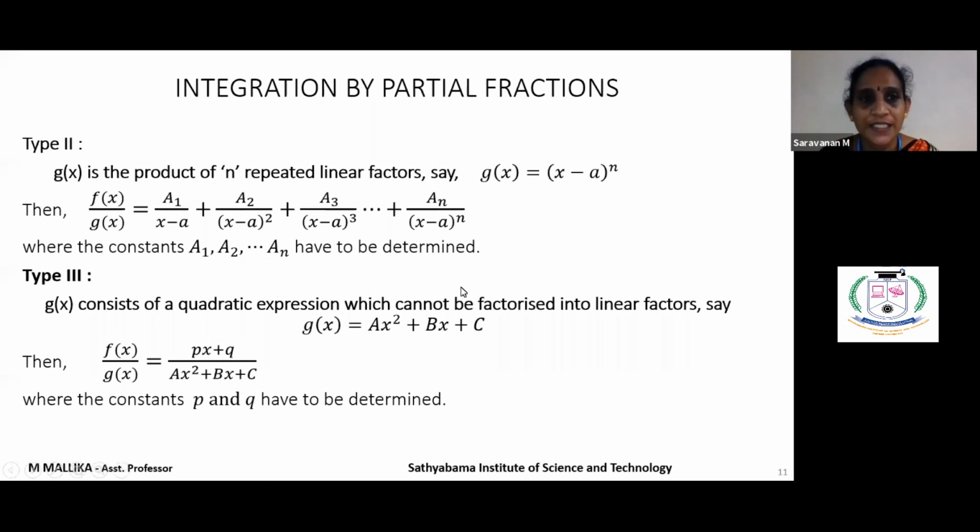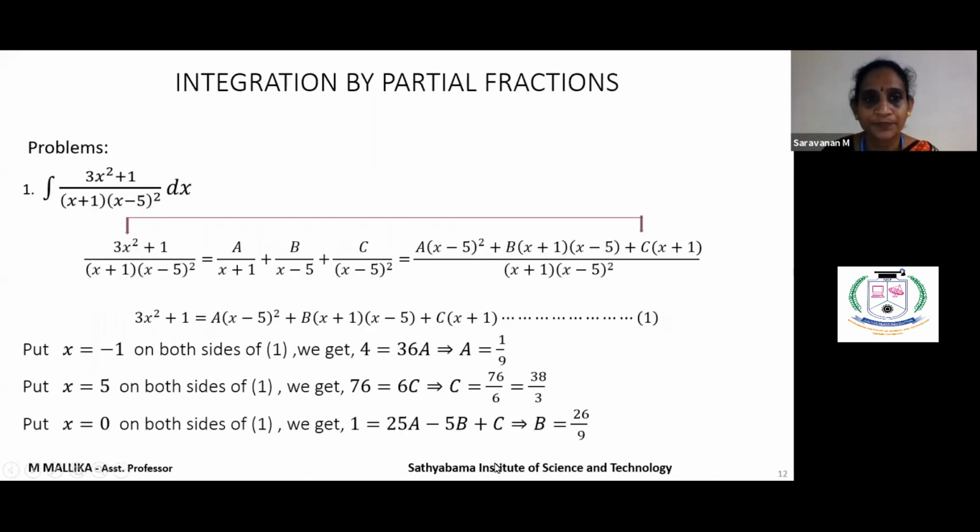Okay, so now we'll see the problems under partial fractions. Take the first problem. We have here 3x square plus 1 divided by x plus 1 into x minus 5 the whole square. Now look at the function as such. It cannot be integrated directly, so I cannot directly use the formula. Second, you cannot go in for substitution also, because one term is not the derivative of the other term.